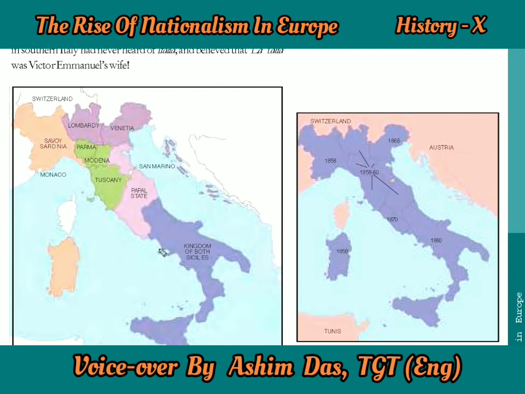So here you can see the kingdom of the Two Sicilies is mentioned. This is the picture before the unification, and on the right side you can see the picture after unification, how Italy was united.